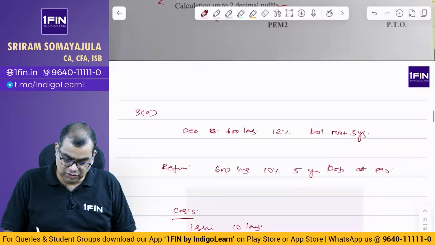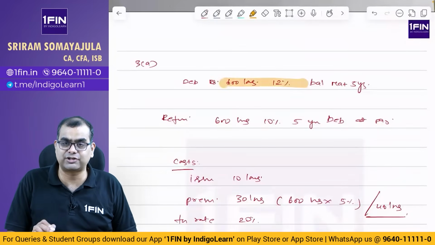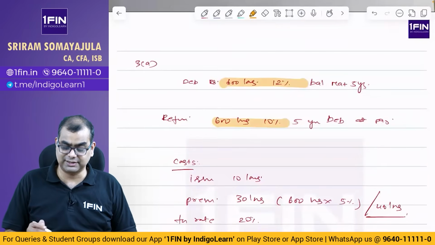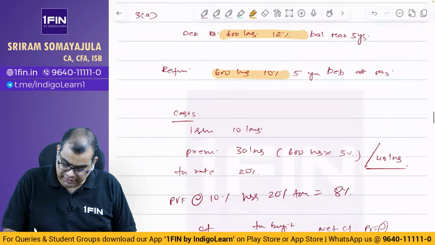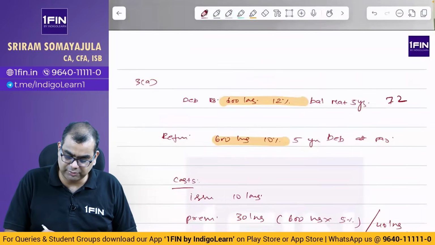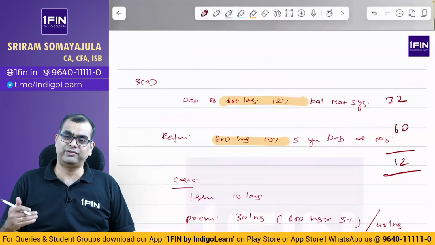Okay, we'll ignore that. So what is happening here? You have 600 lakhs at 12% and 600 lakhs at 10%. So what is the difference? 2% on 600 lakhs is basically 12 lakhs, right? 12% on 600 lakhs is 72 and 10% on 600 lakhs is 60. The difference between those two is 12 lakhs. You are saving 12 lakhs each year for the next 5 years.